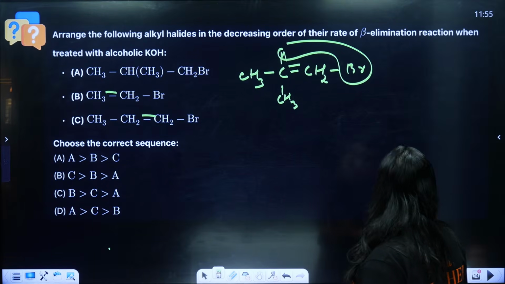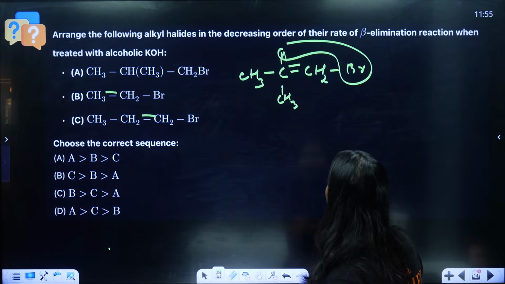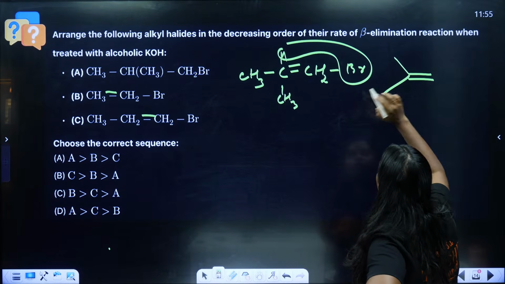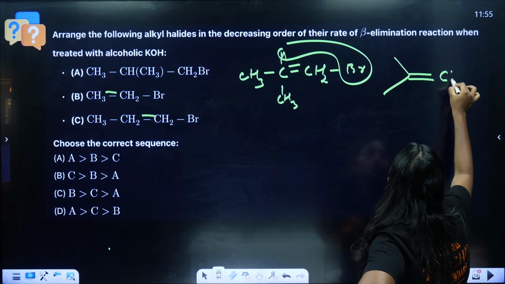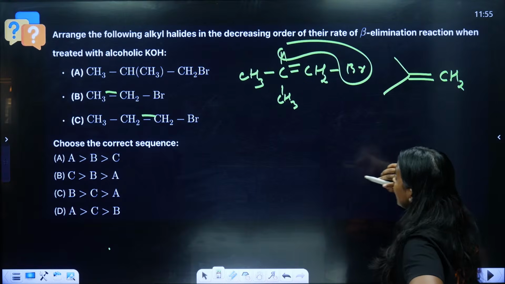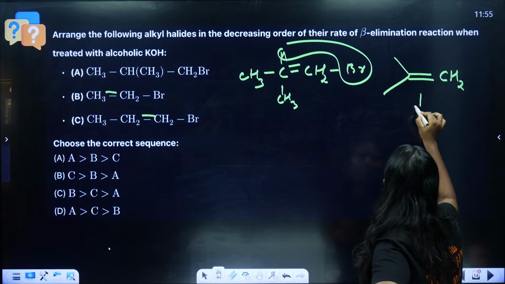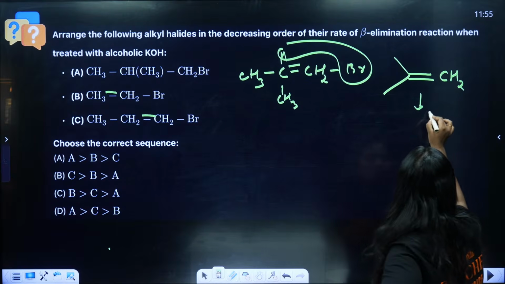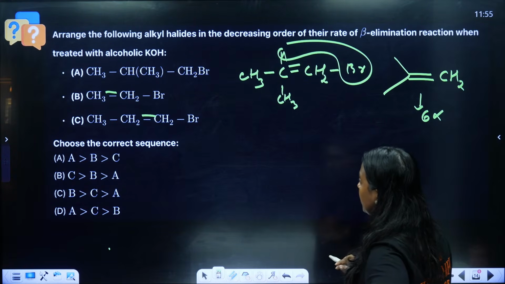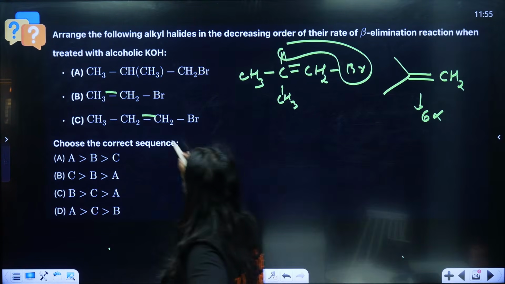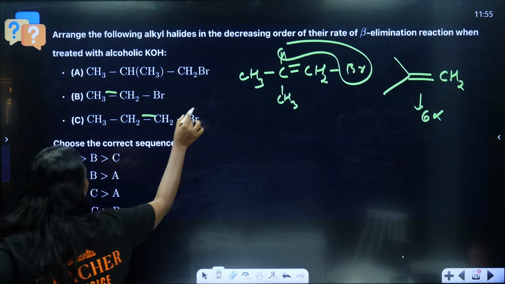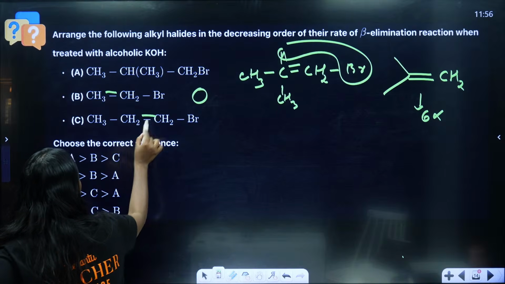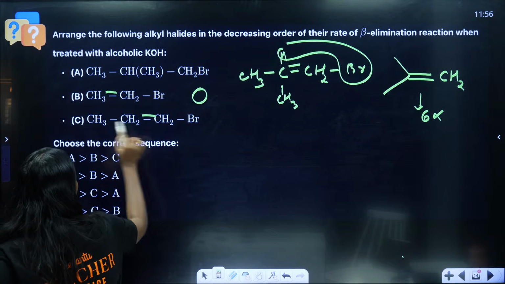Yeah, so here we can calculate alpha. This is the product. This is the double bond, CH2. This is the product. So guys, count the alpha carbon, count the alpha hydrogen. Here there are 6 alpha hydrogens. Here there are 0 alpha hydrogens. Here there are 2, and here there will be 3.